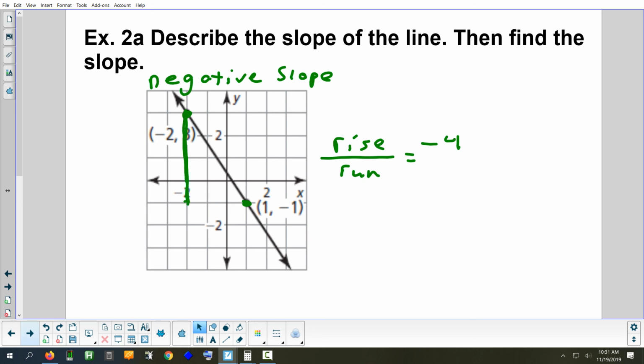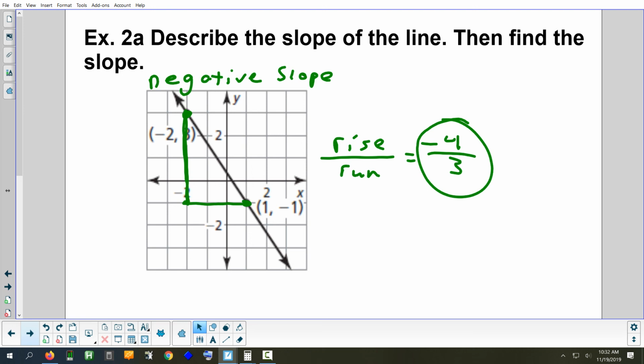Now, how many to the right? 3. 1, 2, 3. When you go to the right, is that positive or negative? Positive. And there's your slope. Can that be reduced? No. If it was negative 4 over 2, I would say yes. Negative 4 over 3? No. So where it says slope description, put negative slope. Where it says slope equals, put negative 4 over 3.